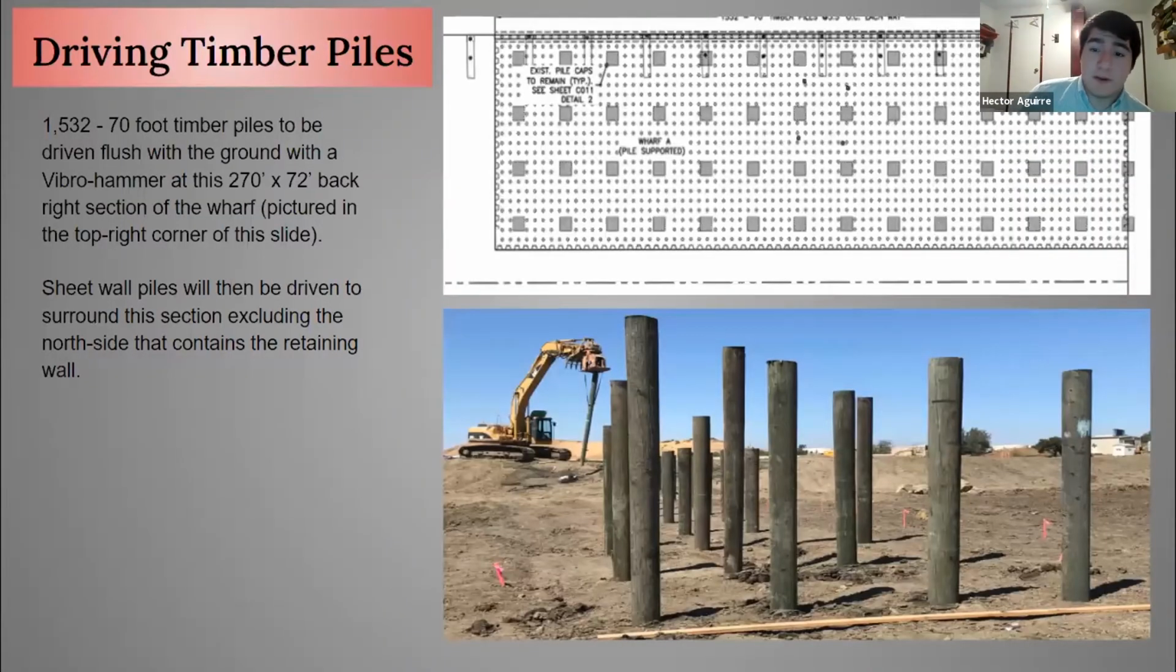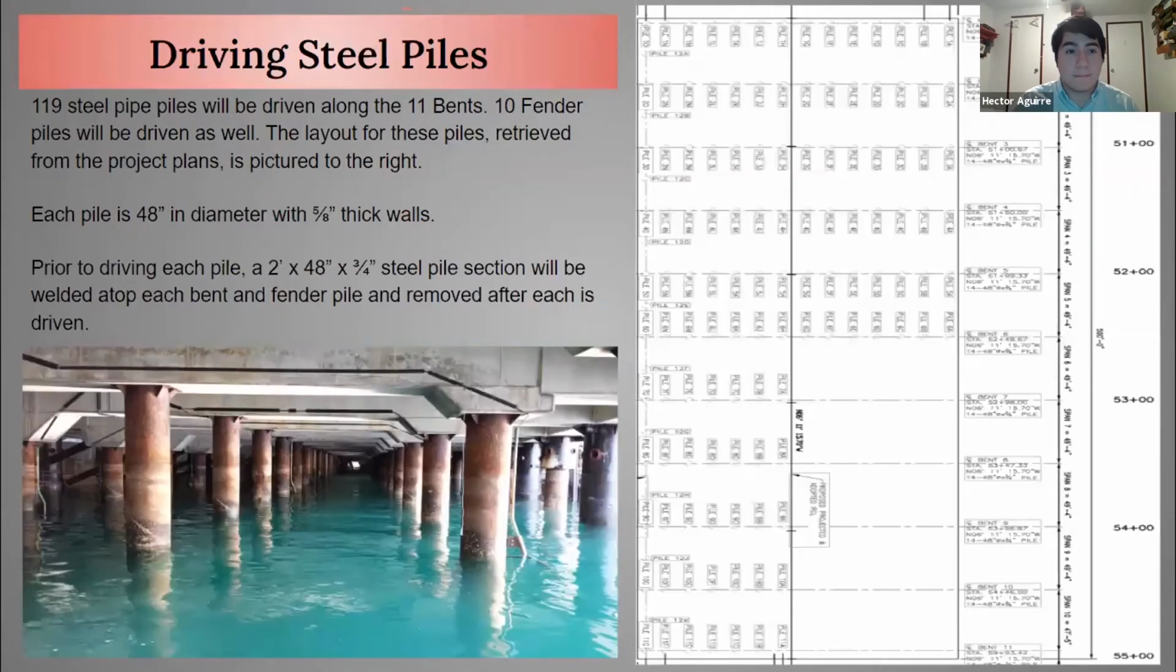So one of the first activities that's necessary for this project is driving timber piles. We will be driving 1,532 70-foot timber piles to be driven flush with the ground with a vibra hammer. At this 270 foot by 72 foot back right section of the wharf, pictured on the top right corner of the slide, sheet wall piles will then be driven to surround the section, excluding the north side that contains the retaining wall.